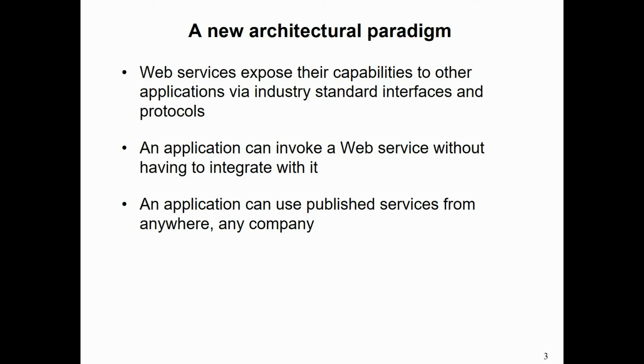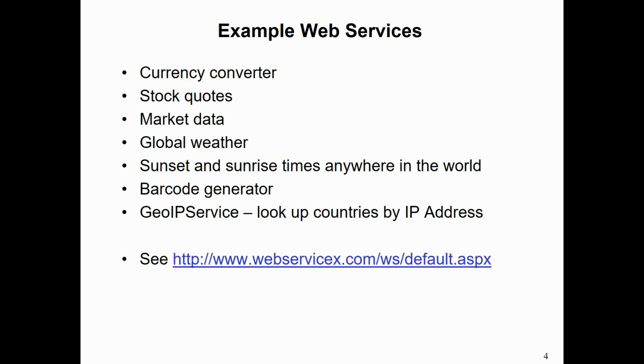Because an application is using a web service but not integrating with it, it means that the application remains independent of the web service. One of the things that we need to think about is what kinds of web service there are and whether they are useful for our application, and then we'll think about a few other things a little bit later on. Now here are some examples: currency converters, stock quotes, market data, global weather, and so on.